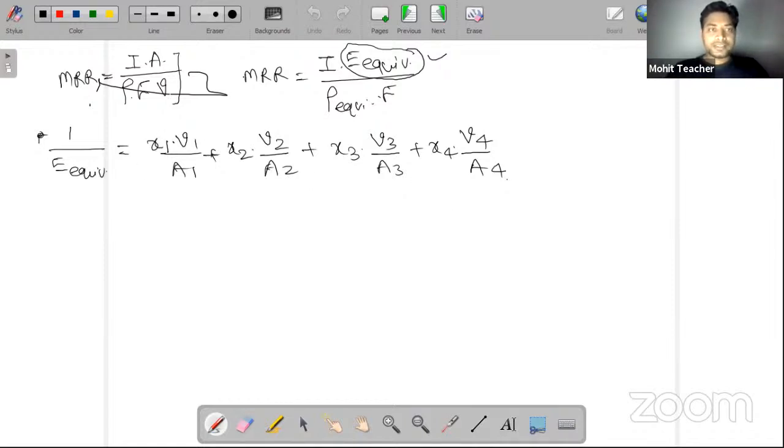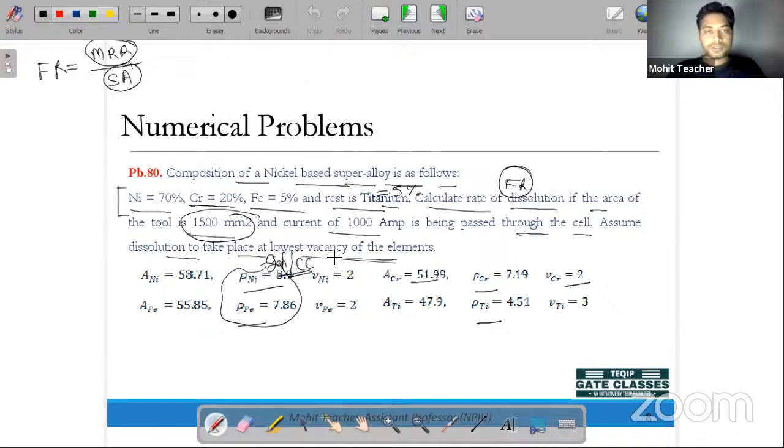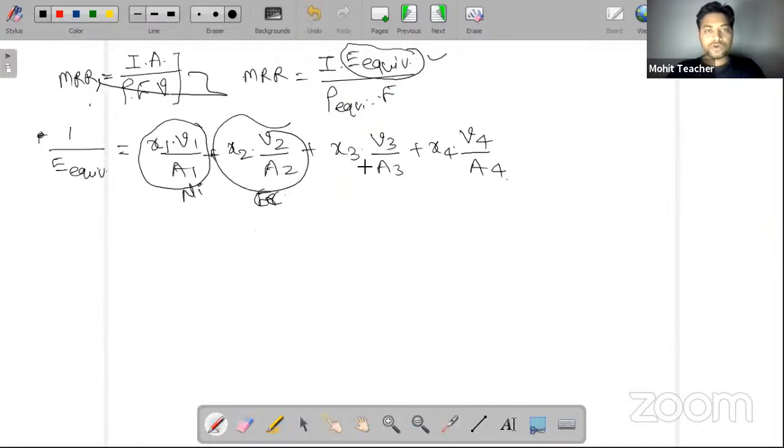So the first one, x1, we are assuming is for the nickel. This is for the iron, Fe. Sorry, this is for the chromium. This 5% is Fe and this 5% is titanium. You can consider this for the titanium. Fine. Now, x1 nickel is how much?